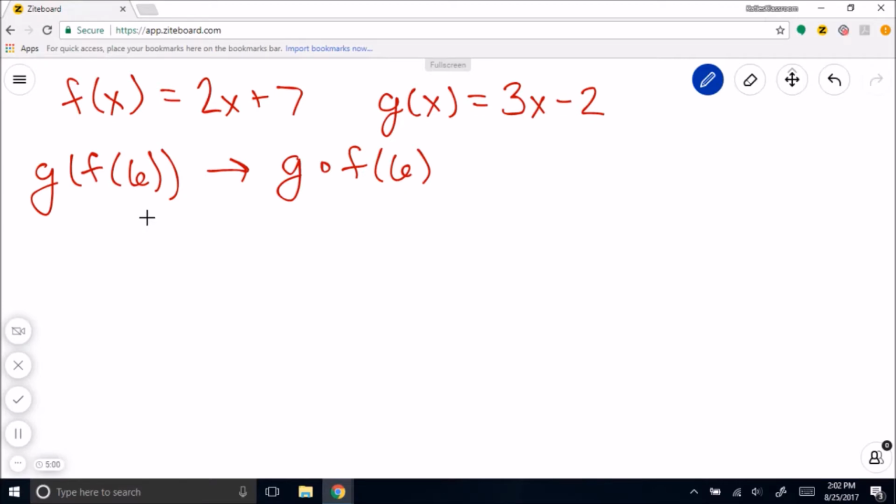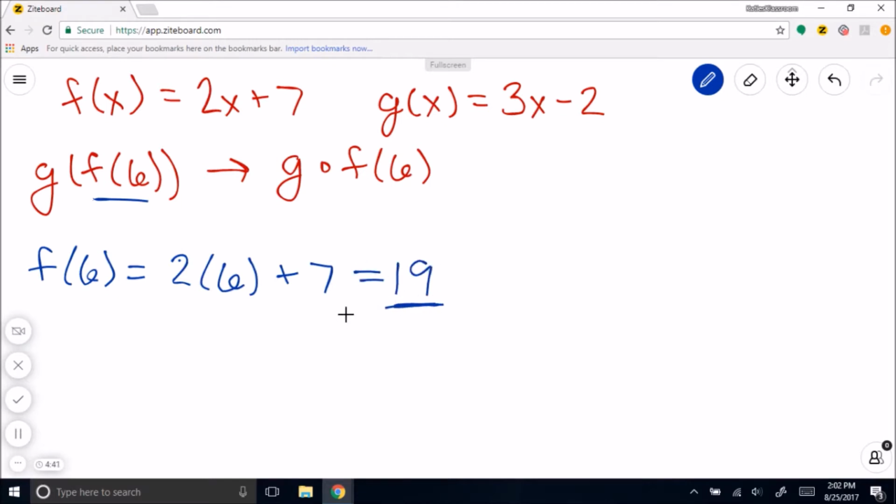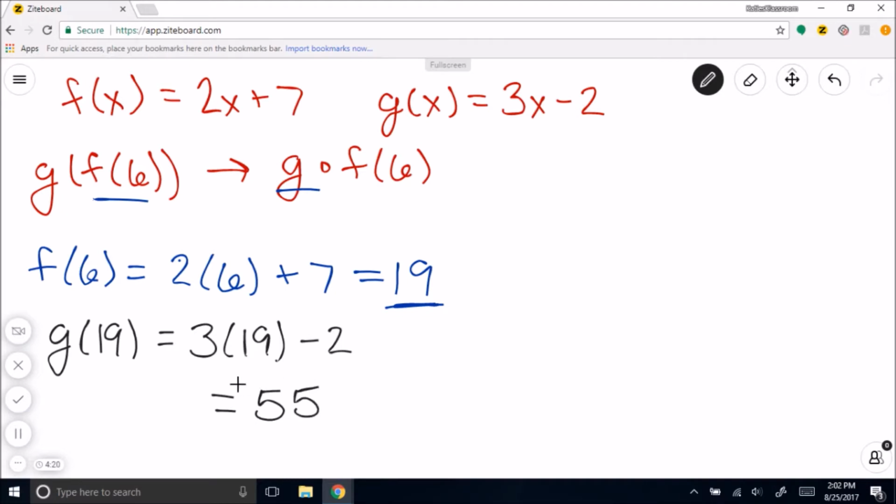So I'm going to start by finding f of 6. So f of 6 equals 2 times 6 plus 7. So 2 times 6 is 12 plus 7 is 19. So now we're going to be finding g of 19. G of 19 is equal to 3 times 19 minus 2. You get 57 minus 2, so this equals 55.